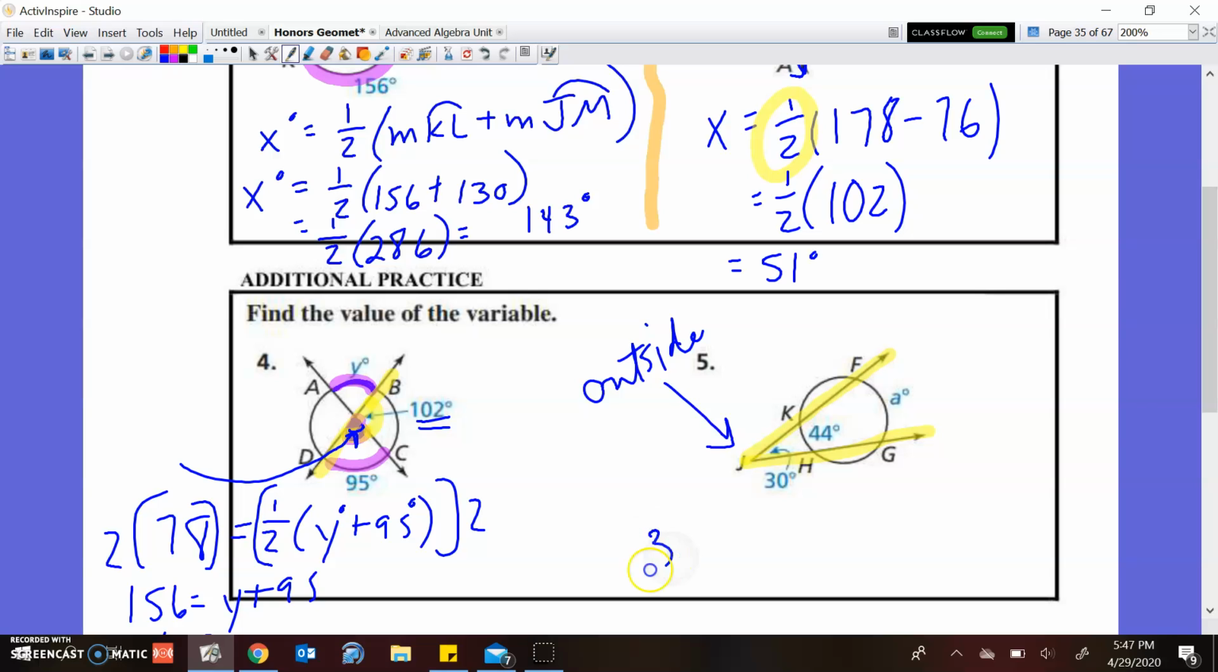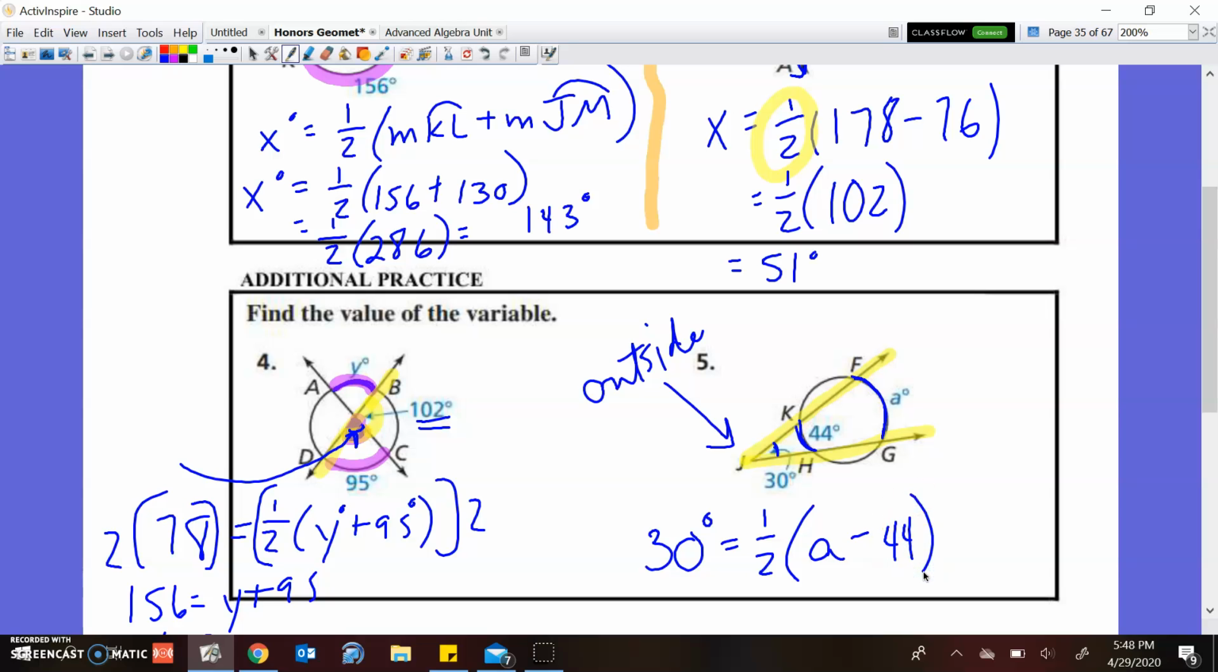So I'm going to say that 30 degrees, because they actually give us this angle measure here, is equal to 1/2 of the outer arc minus the inner arc. Now my outer arc is an unknown, so it's A. My inner arc is 44.